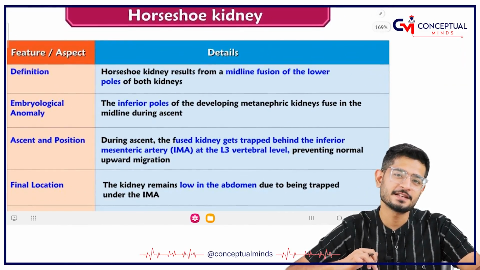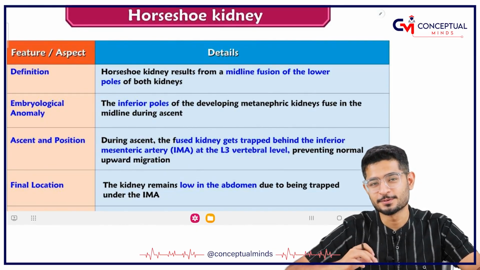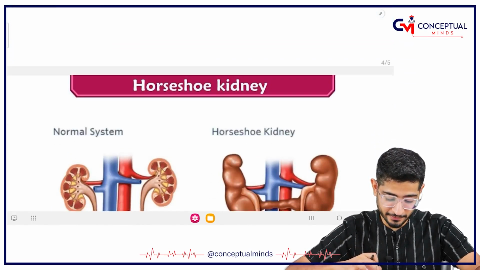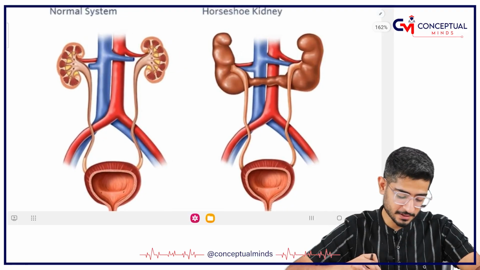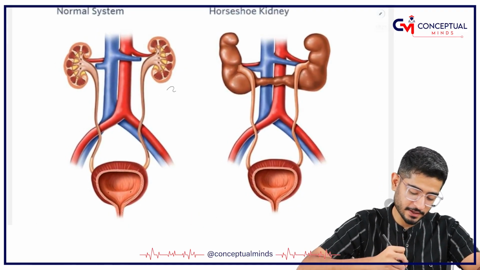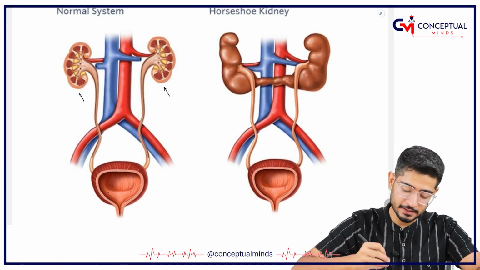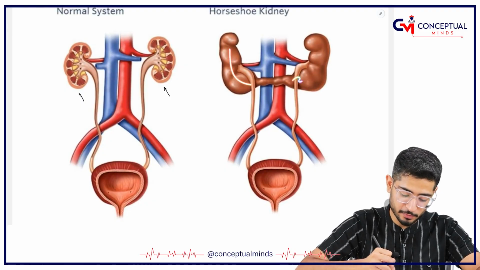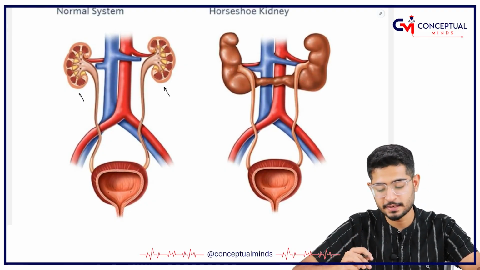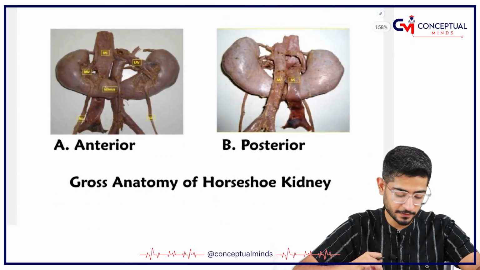Let's quickly start with the horseshoe kidney. You must have seen the horseshoe shape. If the kidneys assume that shape, can you see? This is the normal system of the kidney, and this is the abnormal system of the kidney. This is called a horseshoe shaped kidney.